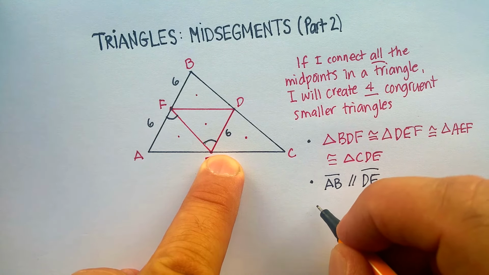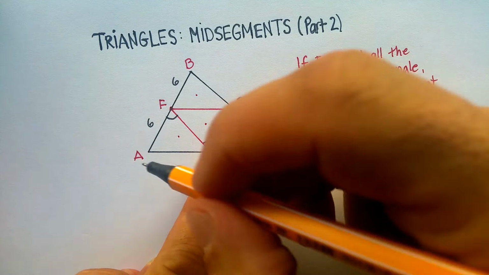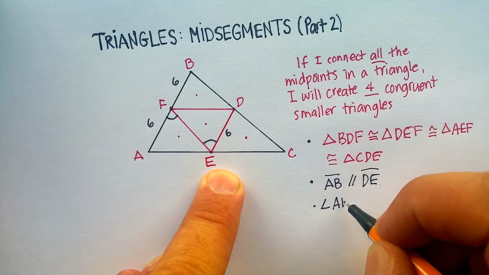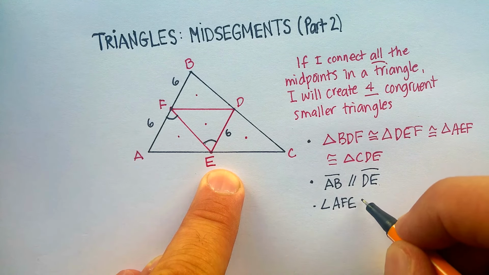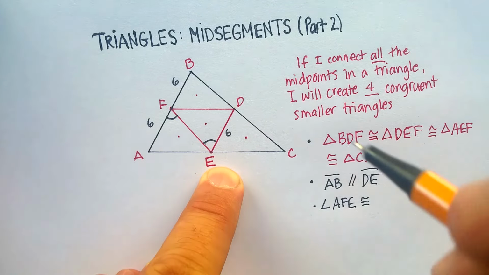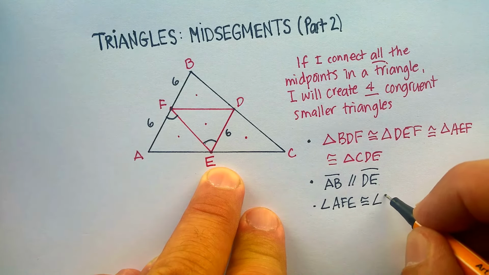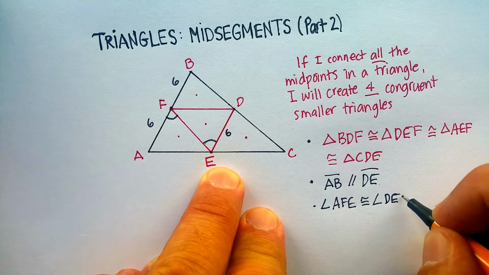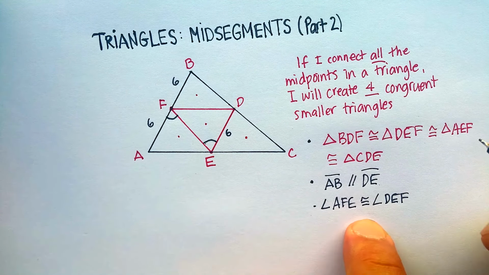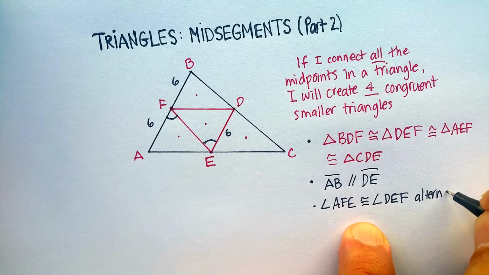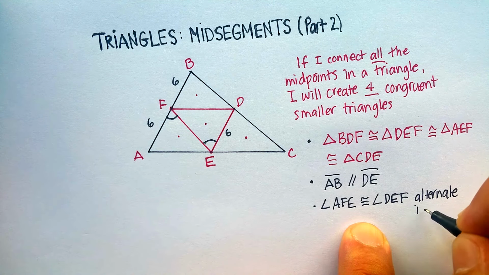So I know that angle AFE would be congruent to angle DEF. And I know that, right, because they would be alternate interior angles.